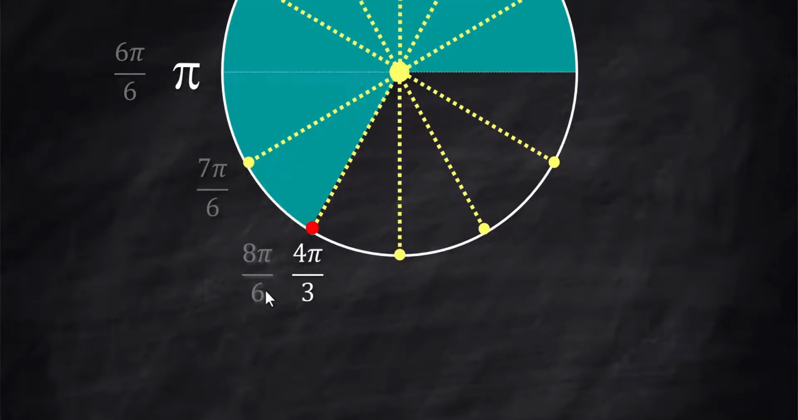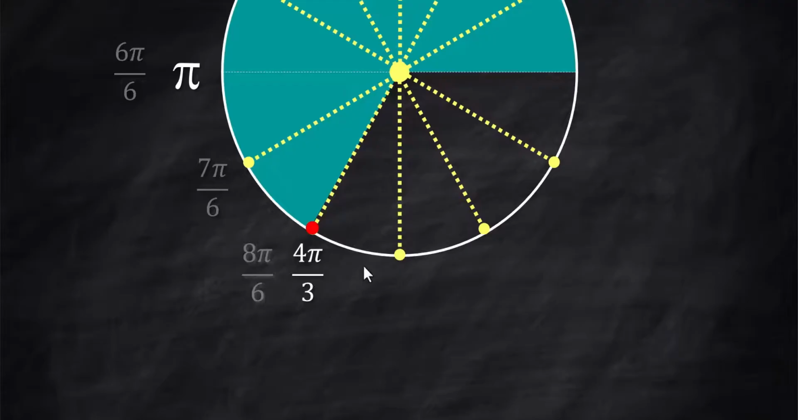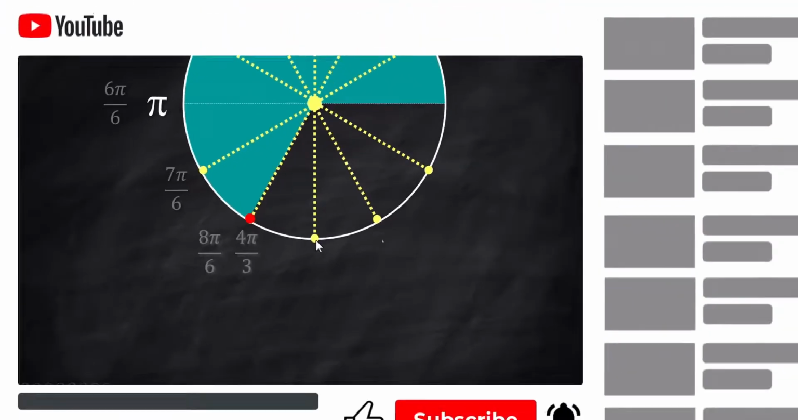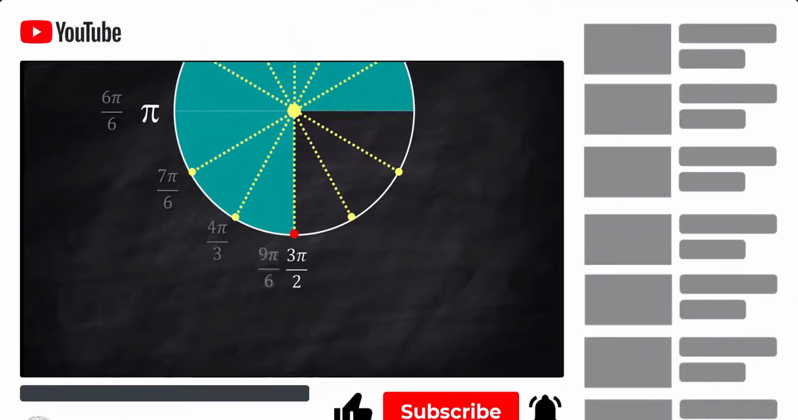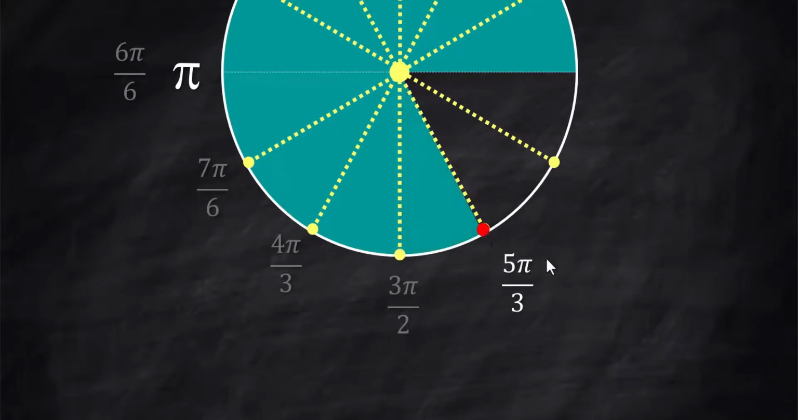I hope you are seeing the easy way to remember this. You just set it up in the 6's and you count. So the next one would be 9 pi over 6, and that reduces to 3 pi over 2. We already met that point before, but now it still works. You can just count up by the 6's and you're going to end up with 3 pi over 2. So the next one should be 10 pi over 6, which reduces to 5 pi over 3.